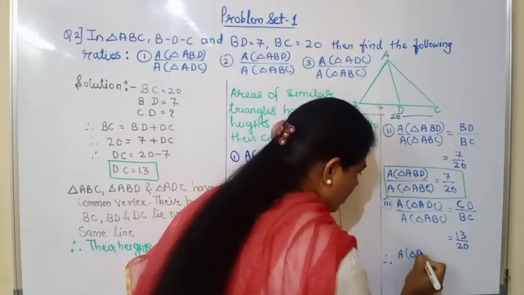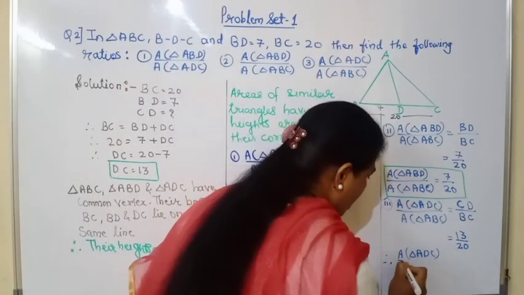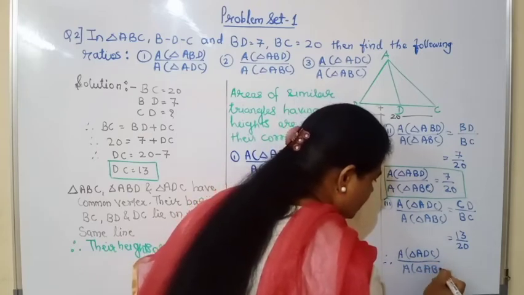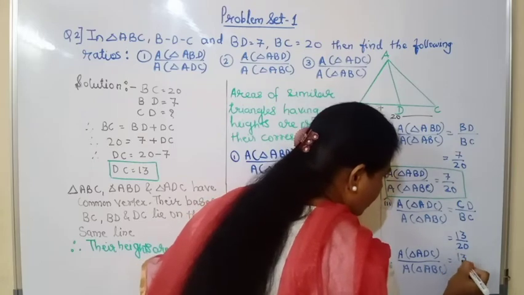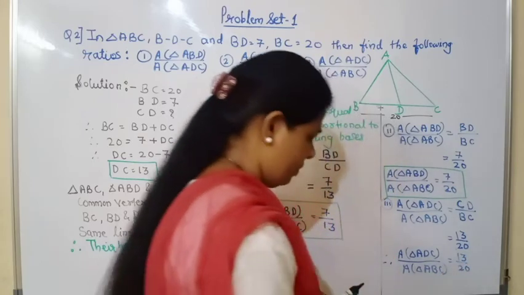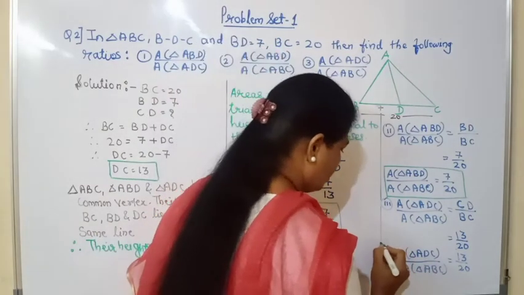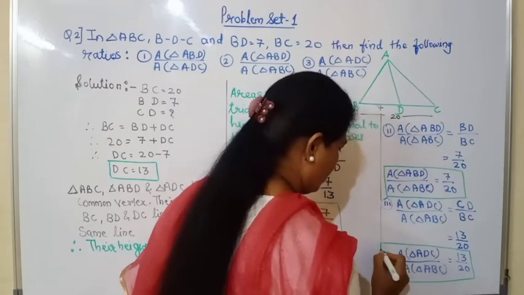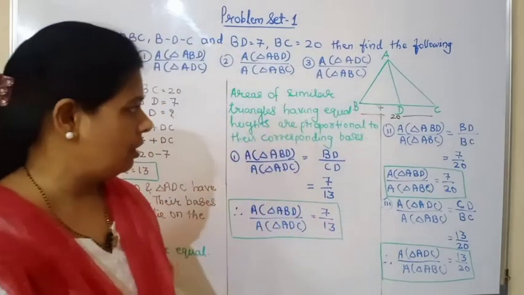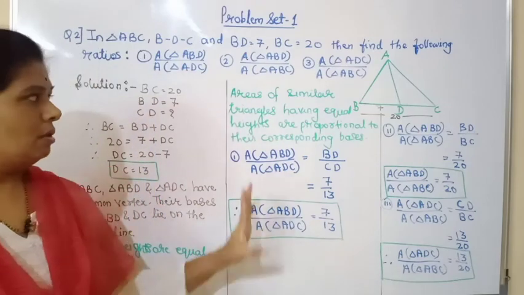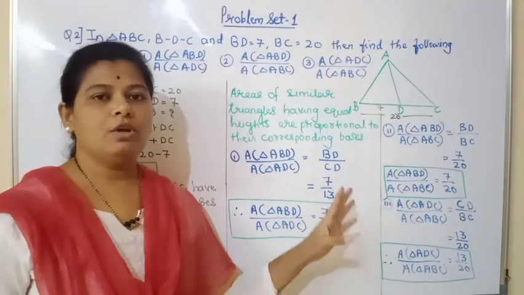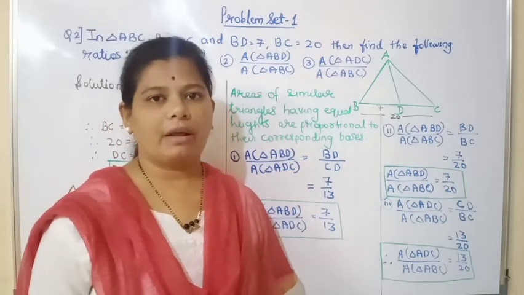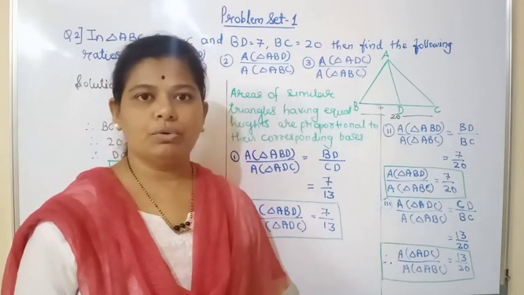So at the end we got the ratio: area of triangle ADC upon area of triangle ABC is equal to 13 upon 20. So we have calculated the third ratio also. In this way we can solve this example properly. It is very important that you understand the base and height of the triangle, so that it will be easy for you to understand.